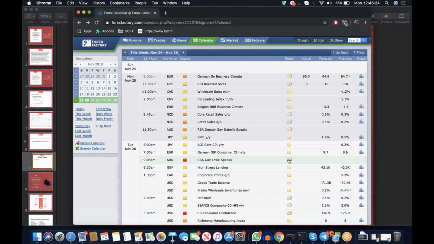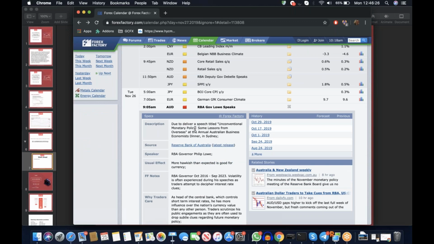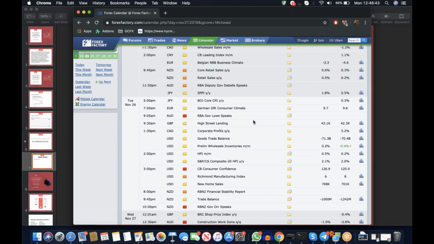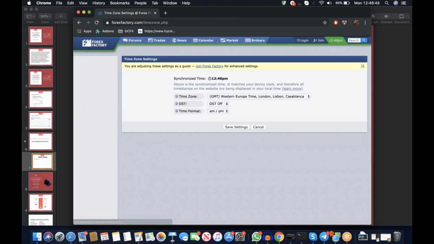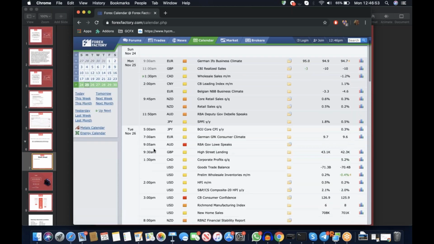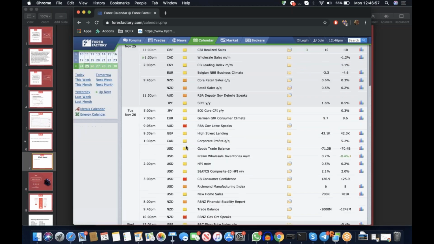So just to remember, the topic, unconventional monetary policy, very interesting. The market's going to be paying a lot of attention to that. And so if we get some dovish comments from Governor Lowe, then expect the Australian dollar to be pressured. Okay, so that's a key event to be aware of, and an event not to miss. That's 9:05 a.m. GMT time. So one to keep on your agenda.